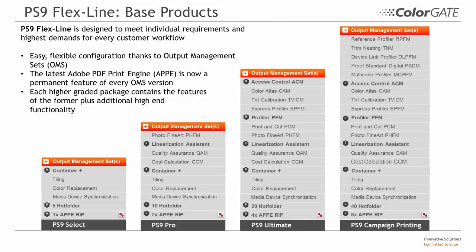Here is the latest Productionserver 9 FlexLine lineup. The modules marked with a 9 all benefit from a version 9 upgrade or extension. Another new aspect is that, for example, PS9 Select now contains 5 pod folders, and that the new access control module is now supplied as a standard with PS9 Ultimate and PS9 Campaign Printing.